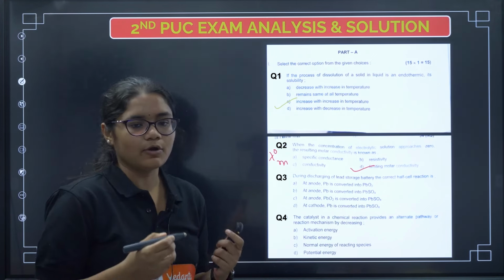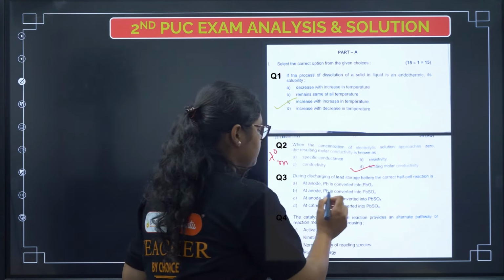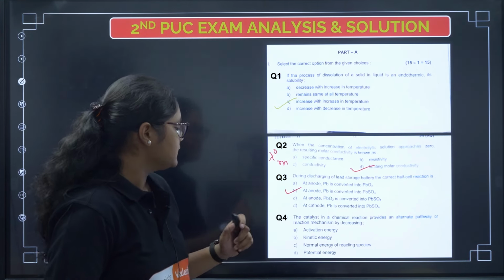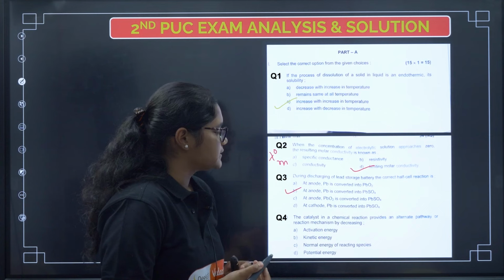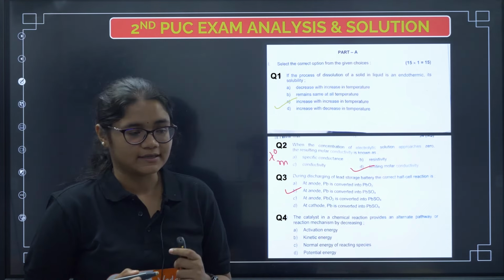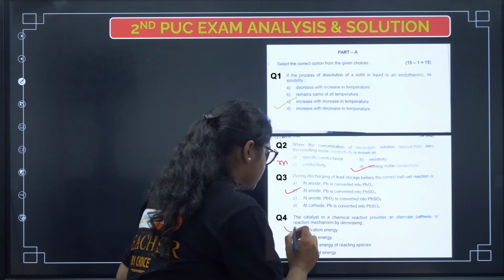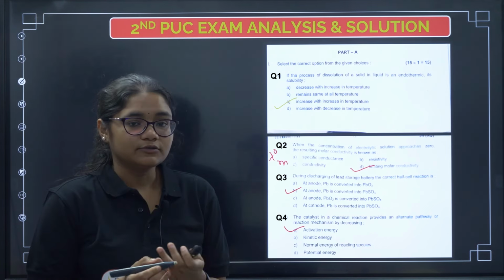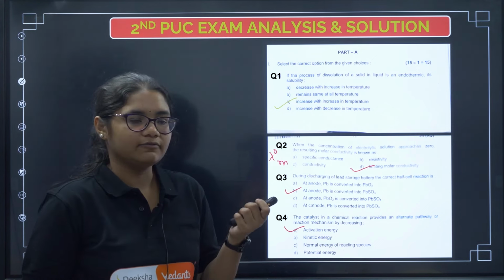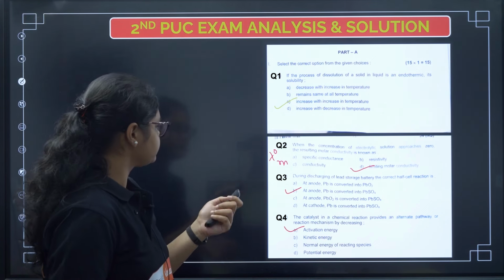So we know at anode oxidation happens. So at anode Pb is converted to PbSO4. Okay, next question. The catalyst in a chemical reaction provides an alternate pathway or reaction mechanism by decreasing the activation energy. This question was also asked in your KSET previous year papers. So many questions were there from those papers also.